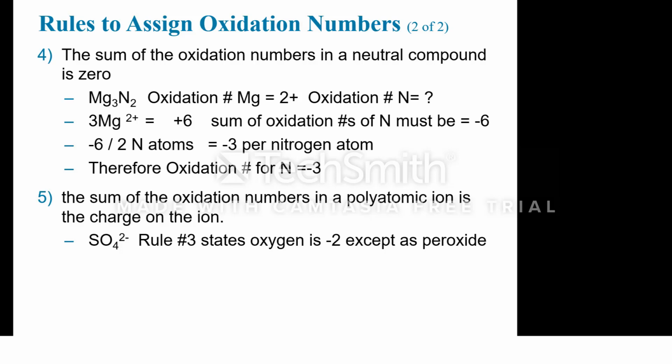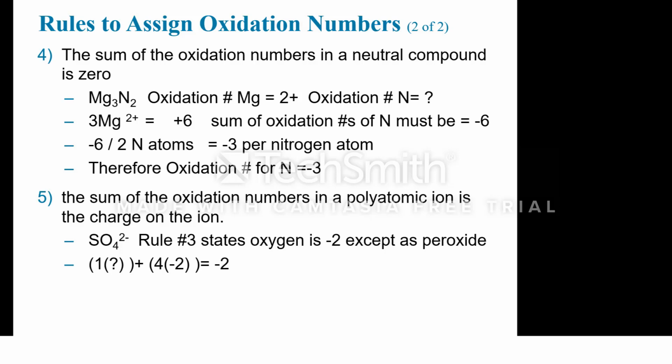We know from rule number 3 that oxygen has a -2 oxidation number, except as the peroxide ion. This is not a peroxide ion, so oxygen has a -2 oxidation number. Okay?